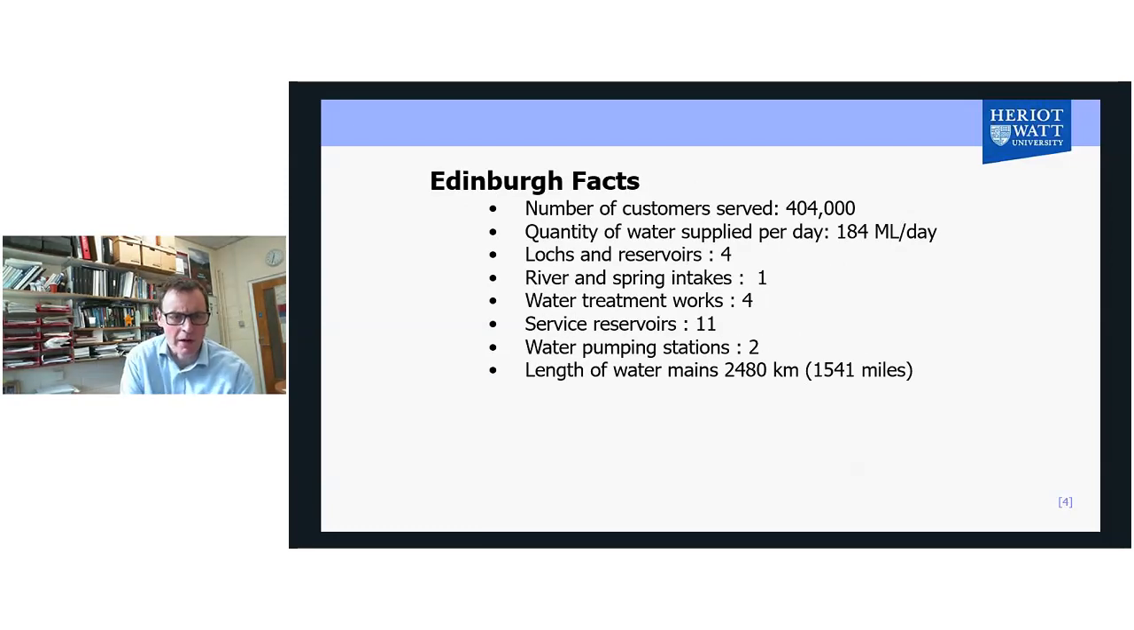So if we think about Edinburgh and the challenges it faces, it serves around 404,000 customers and supplies 184 million litres of water per day. So that means that water has to be collected, treated and distributed to customers. This is via 4 lochs and reservoirs, 1 intake, 4 water treatment works, 11 service reservoirs, 2 water pumping stations, and around 2,500 kilometres of pipework, all of which has to be maintained.